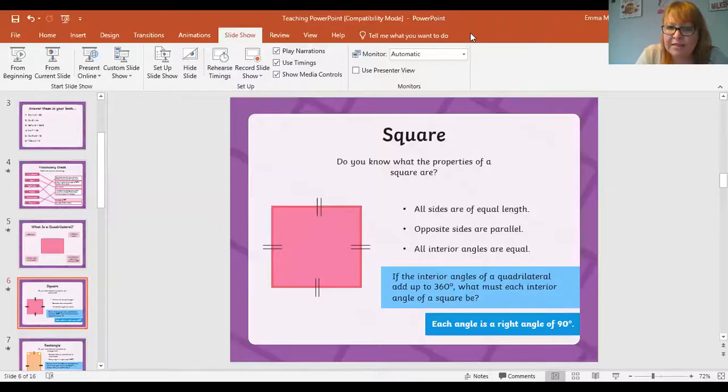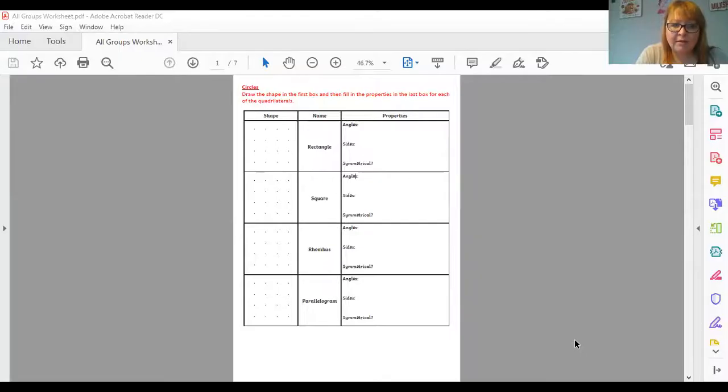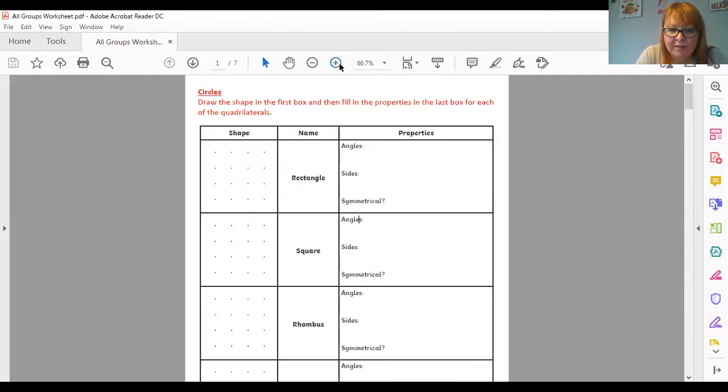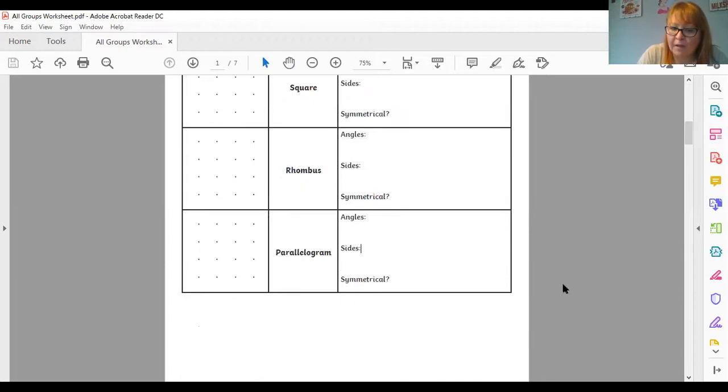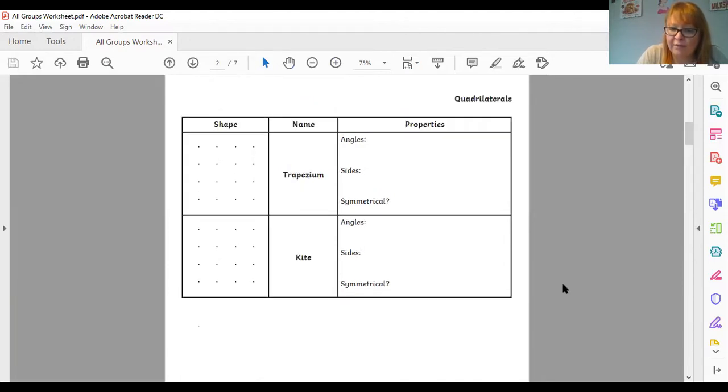Right, so that is the end of that presentation. Now, today's work, as always all week, is on Seesaw. I'm just going to show you your worksheets today. So it's called All Groups Worksheets. Can you see it here? I'll zoom in a little bit. So it says circles. Draw the shape in the first box, then fill in the properties in the last box for each of the quadrilaterals. So you've got some paper there, and then you fill in the information. And you've got different shapes to do.